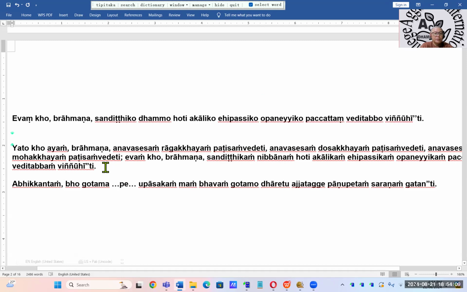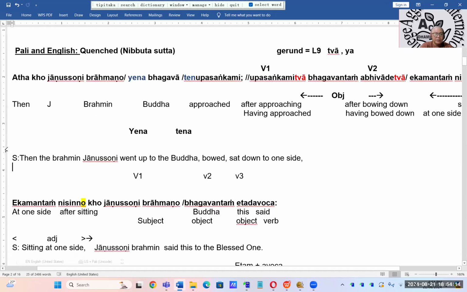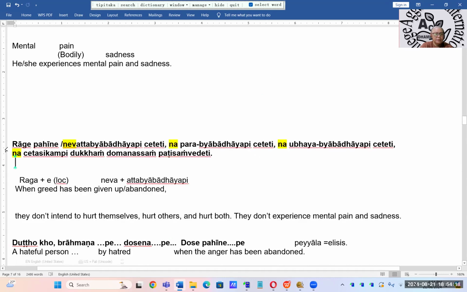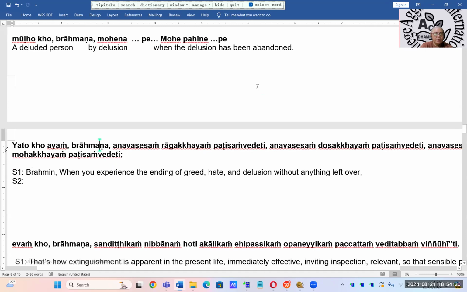Now, this sentence, we will analyze it. This sentence actually, the translation is, I think I put the translation down there already. Okay, so this is the translation here.